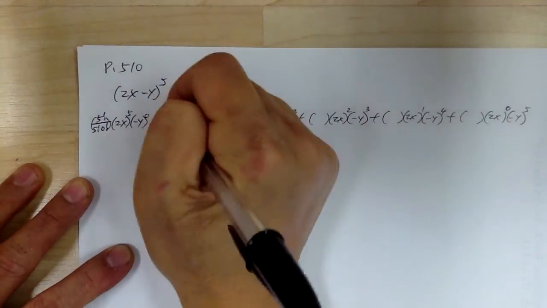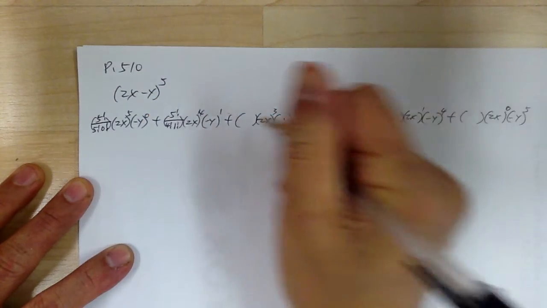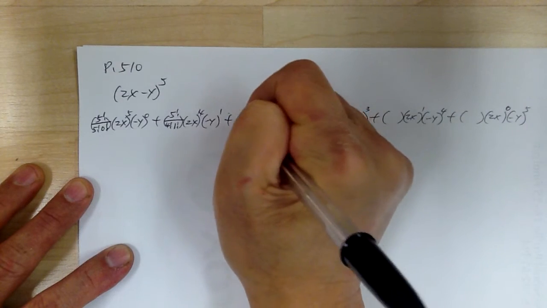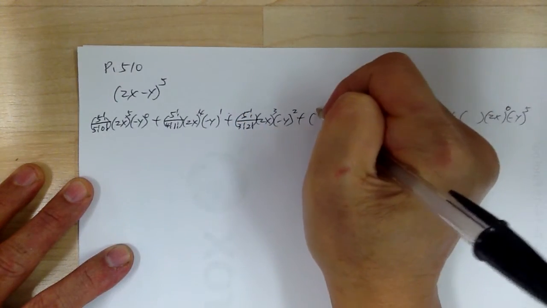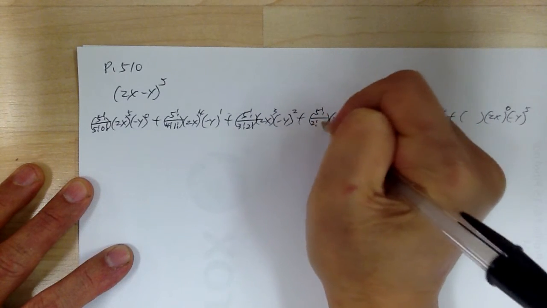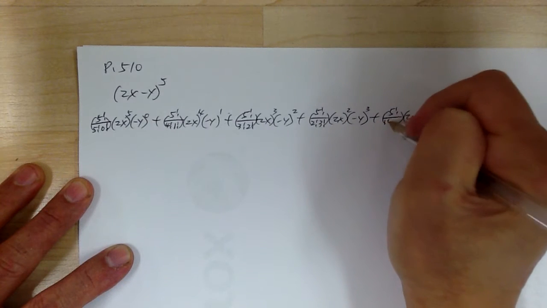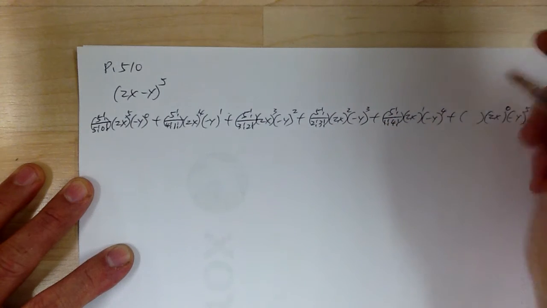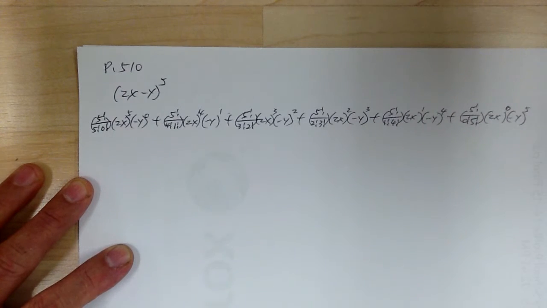Okay, over here you're going to get 5 factorial over 4 factorial, 1 factorial. Over here you're going to get 5 factorial over 3 factorial, 2 factorial. Okay, over here you're going to get 5 factorial over 2 factorial, 3 factorial. Over here you're going to get 5 factorial over 1 factorial, 4 factorial. See that? And over here you're going to get 5 factorial over 0 factorial, 5 factorial. That's what the binomial theorem says.